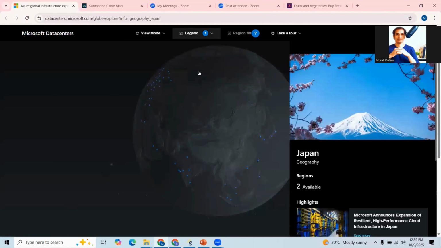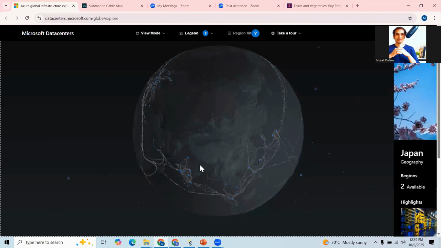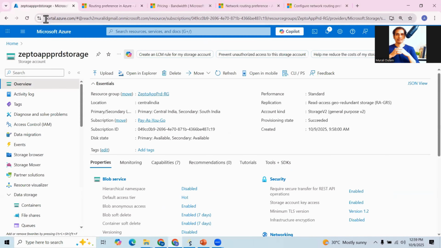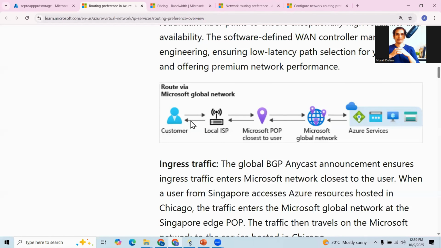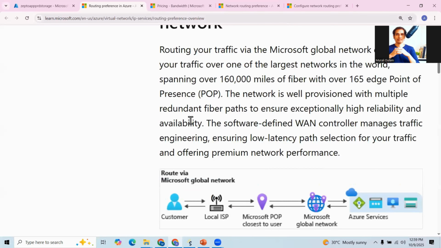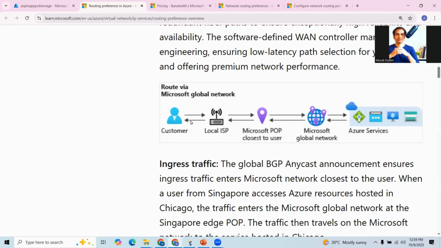This is the global network we just selected, the WAN links. Through the Microsoft Global Network, they reach our Azure services, whether it is an Azure service, a public IP, or a virtual machine. So this is one method, Microsoft Global Network, and here we can achieve the best performance by using this strategy.